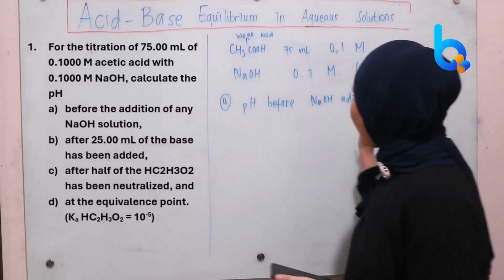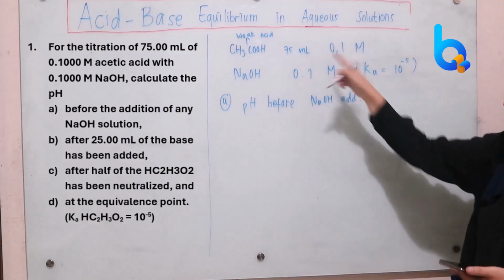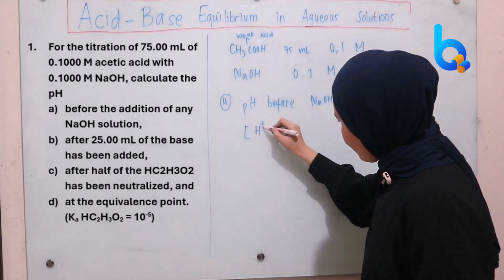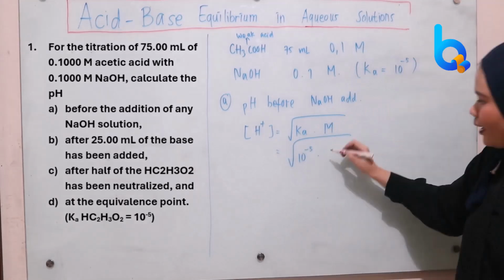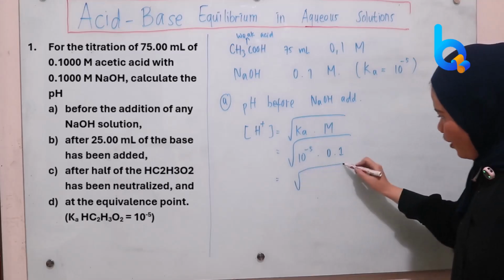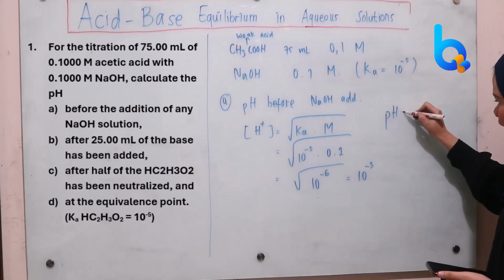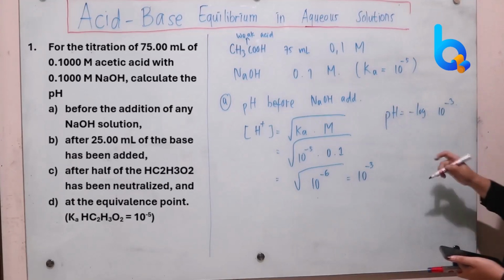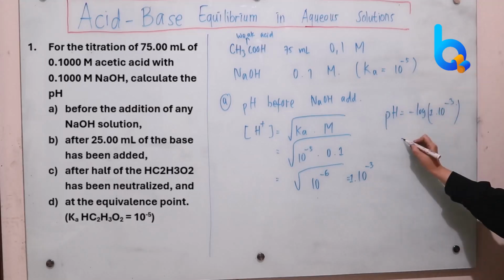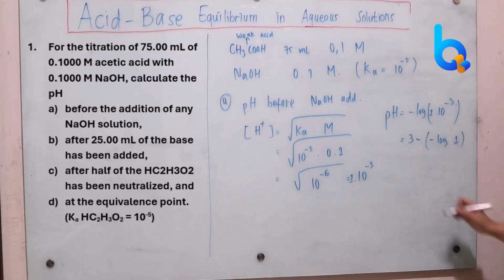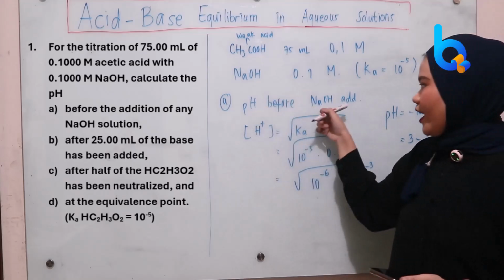And then pH before NaOH is just acetic acid. So because acetic acid is weak, we have the equation like this: the square root of Ka times M, 10 to the minus 5 times 0.1, which gives 10 to the minus 3. Okay, after that we can calculate pH as minus log like this. We have to understand that this is one times. Okay, so we put 3 into it like this. Okay, so it is plus 3 plus 0, so 3. So pH before NaOH is 3.